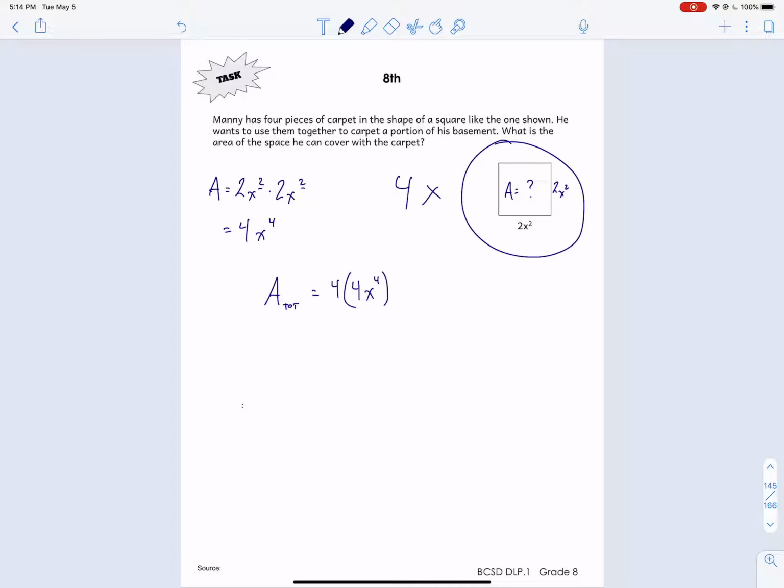Again, you could write it as repeated addition, but I'm going to use multiplication. For this, there are no exponents or x's outside the parentheses, it's just a number, so we multiply those two numbers and get 16, and then x to the 4th power. Once we know what x is, then we can say how many square feet, square inches, square yards, or square meters he's going to be able to cover. For now, all we have is 16x to the 4th.